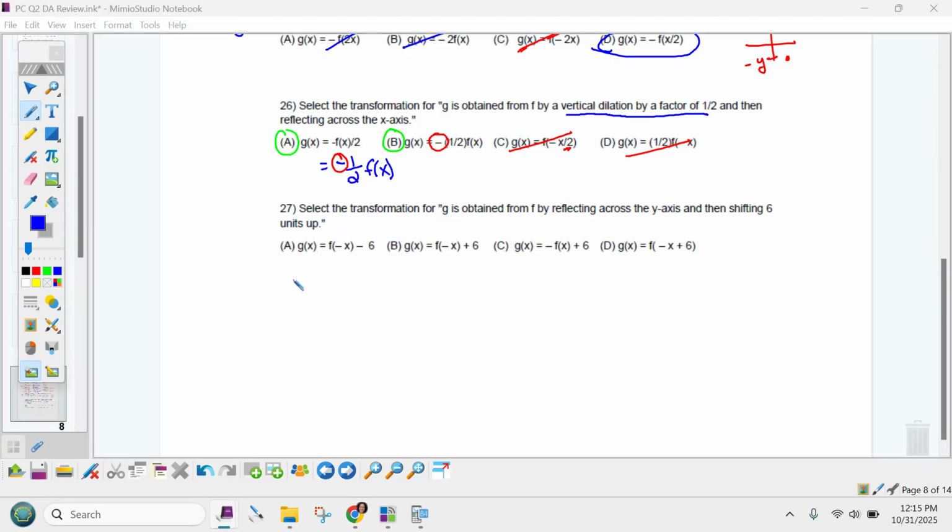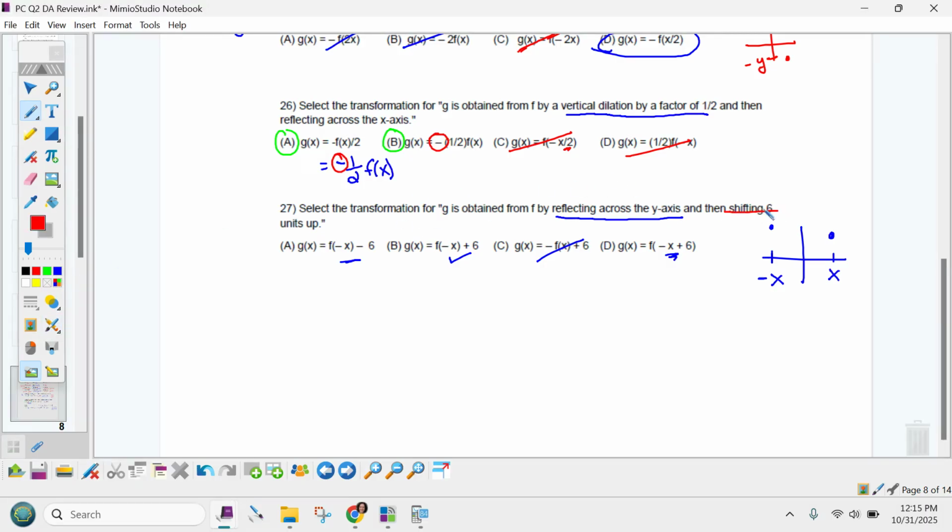Okay, for 27, now we've got reflecting across the y-axis. So that is if I'm at x here, across the y-axis is a negative x. So that could be this one, not that one, this one, or this one. All right, so 3 choices out of the 4.